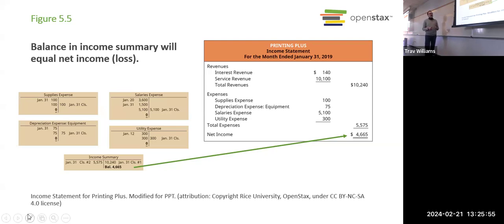You might be wondering, but wait a minute, we closed these accounts out. Well, yeah, we did, but that would have been actually after we made the income statement. Because remember, making your financial statements is step 7. Step 7, right? And then closing out your accounts is step 8. All right.